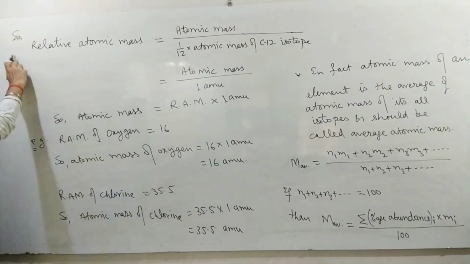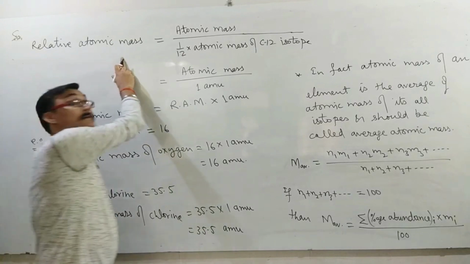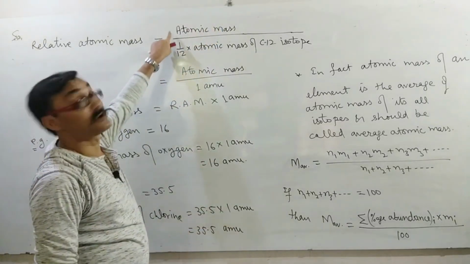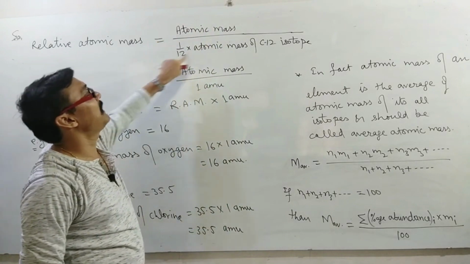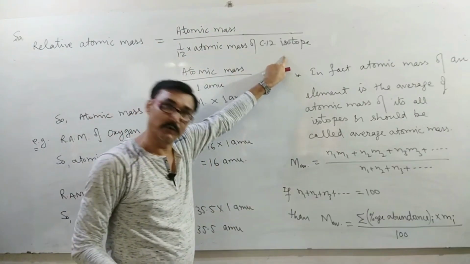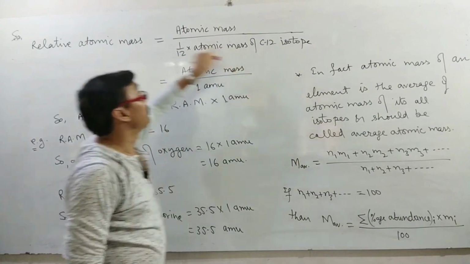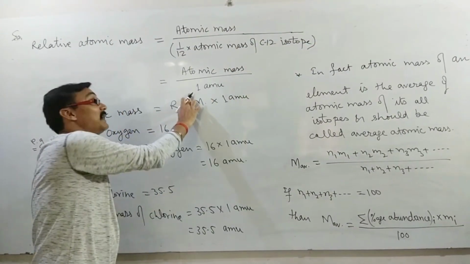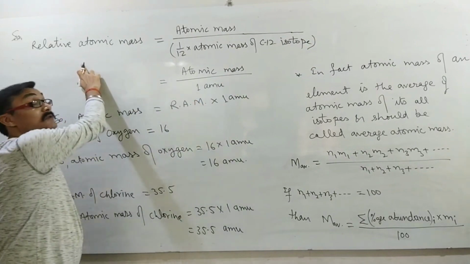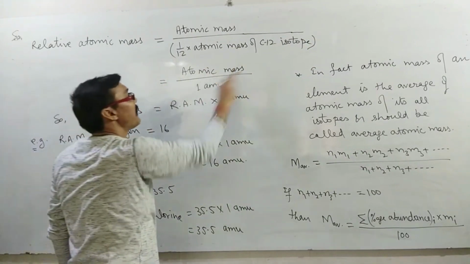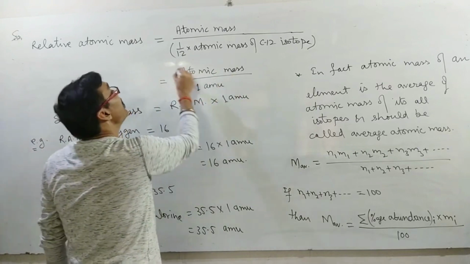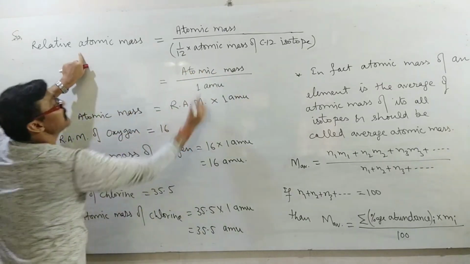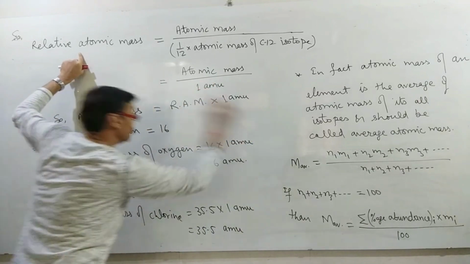So relative atomic mass is equal to the atomic mass of the element, that is the mass of one atom, divided by 1 by 12 into the atomic mass of the carbon-12 isotope. We know very well that this is called 1U or 1 AMU. So relative atomic mass of an element is equal to atomic mass upon 1 AMU. That is why atomic mass will be equal to relative atomic mass multiplied by 1 AMU.